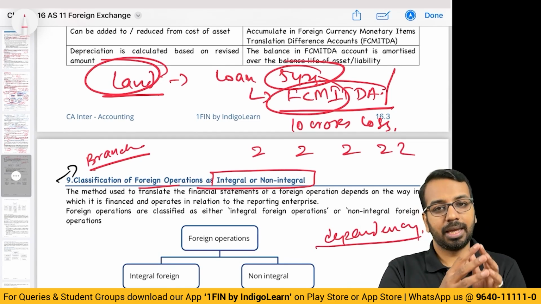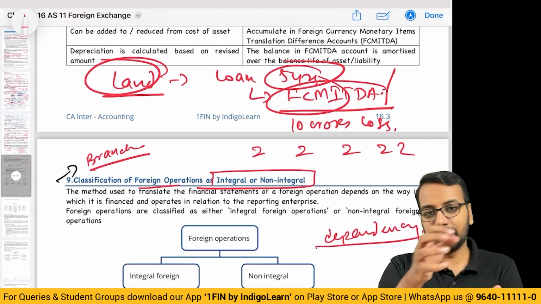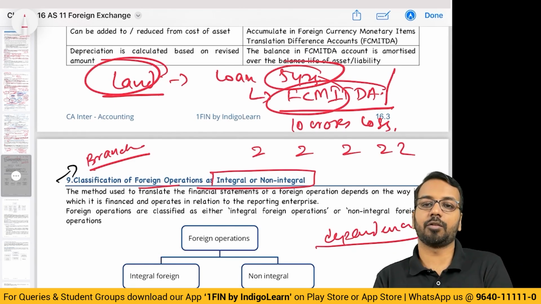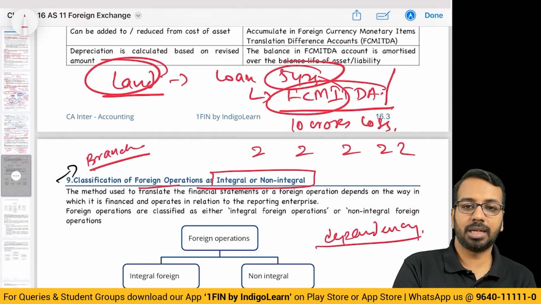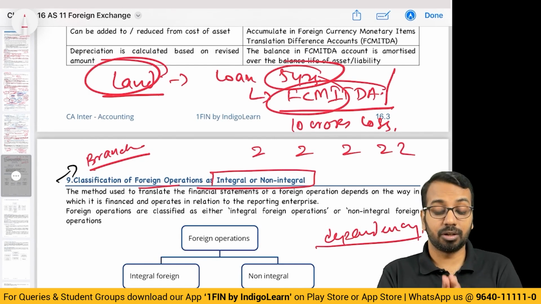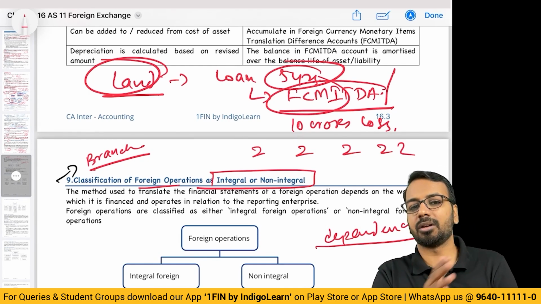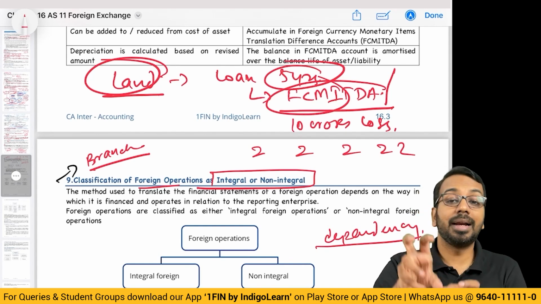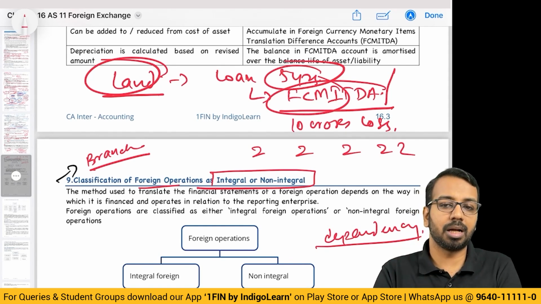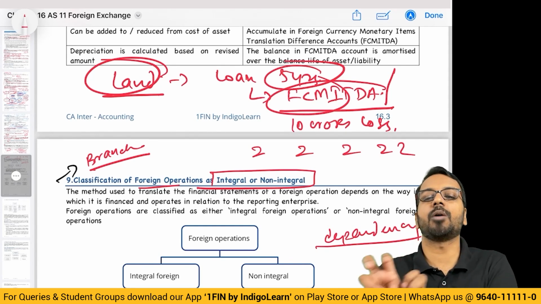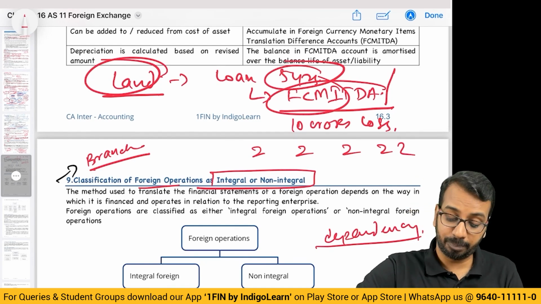Okay, they get continuous inflows from head office, they get money from head office, and sales are remitted back to head office immediately. If that is the nature of the transaction, then it is called an integral operation. Whereas if it is a non-integral operation, the entity, the branch or the subsidiary, will purchase goods from outside. That is not integral.